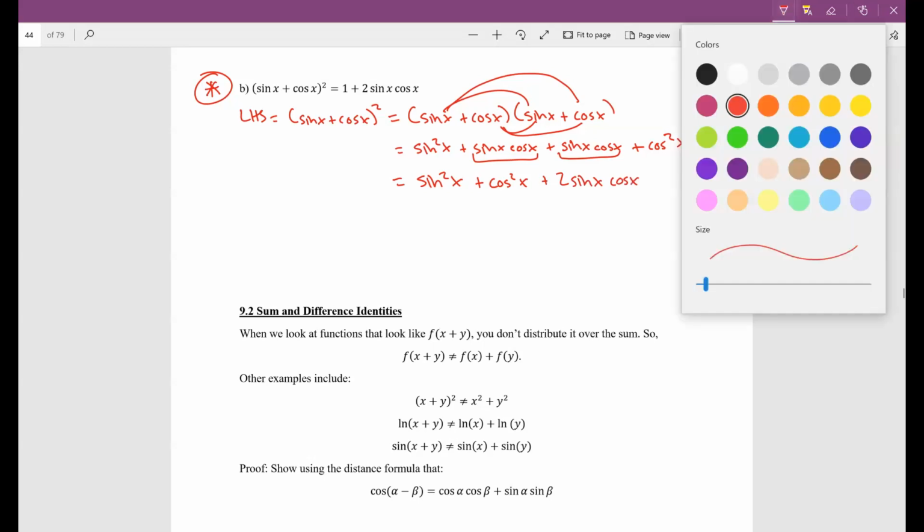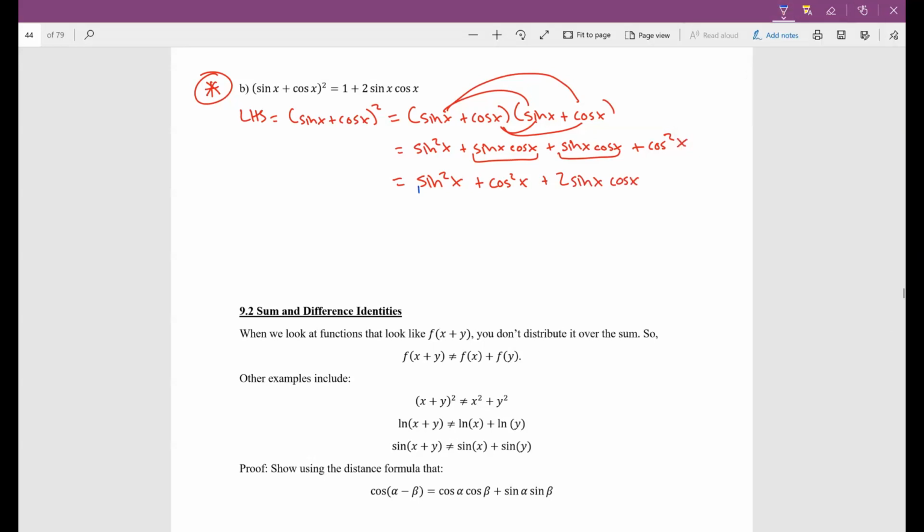And then finally, using the Pythagorean identity, we know that this guy is just equal to 1. So 1, and then plus, we just have this guy left over, 2 sine x cosine x. So that gives me the right-hand side. And now we're done. Okay, so this one you didn't really need to do an identity, but it is useful because sometimes you don't want to distribute this square to both of them. You want to go ahead and just make it into two different terms.